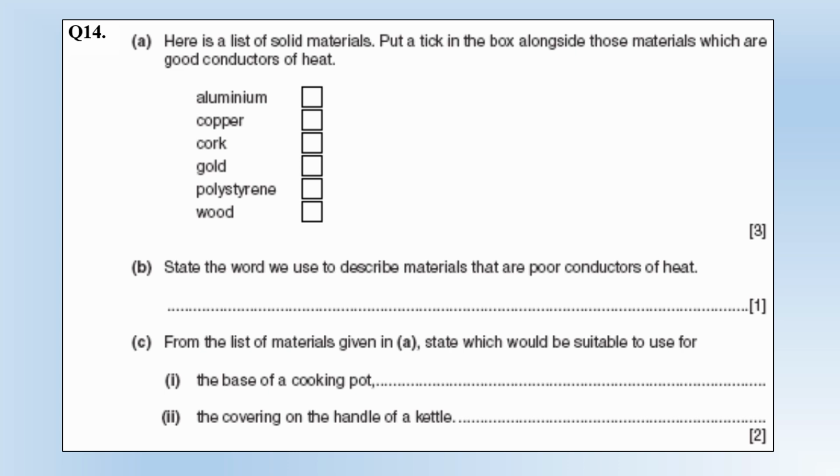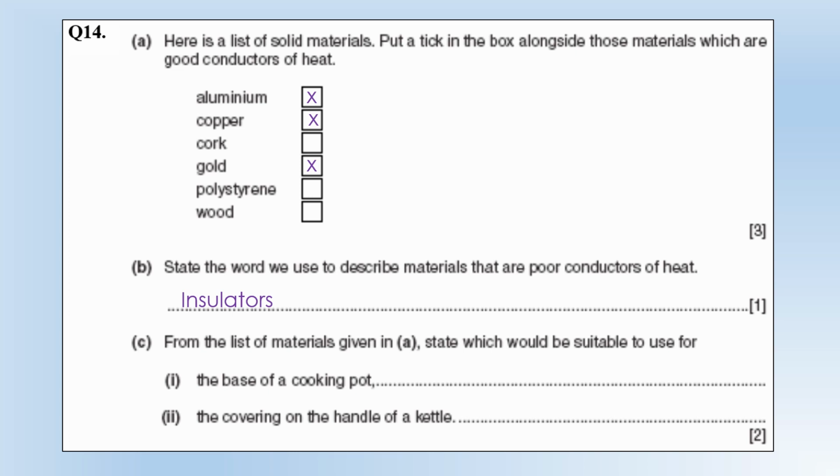So here is a list of solid materials. Put a tick in a box alongside the materials which are good conductors of heat. So essentially, this is a question of identify the metals. So these are the three metals. Those are the three good conductors because they have free electrons. That's what makes them a good conductor. State the word we use to describe materials that are poor conductors of heat. Well, they're called an insulator.